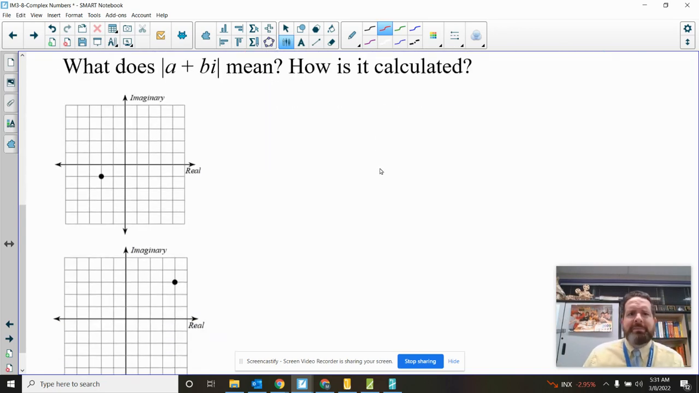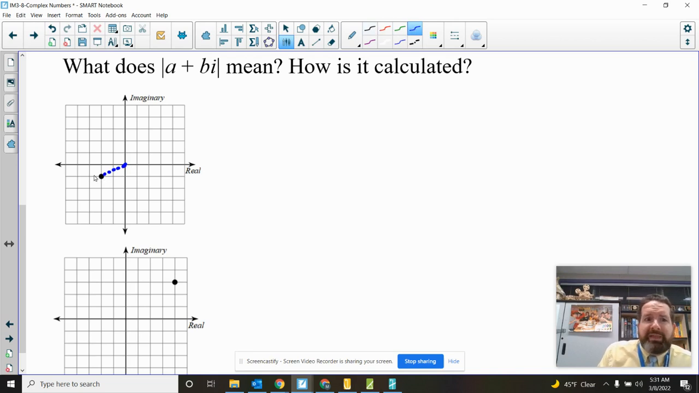Okay, then, what does it mean to talk about the absolute value of a complex number? Absolute value, you may need to think back to your middle school days here. Absolute value measures the distance from 0. So as I look at this first complex number here, this is 0, the origin. The distance from 0 is the length of that diagonal line. So what does it mean to find the absolute value of a complex number? It means to find the length of the diagonal from the origin to that point in the complex plane.